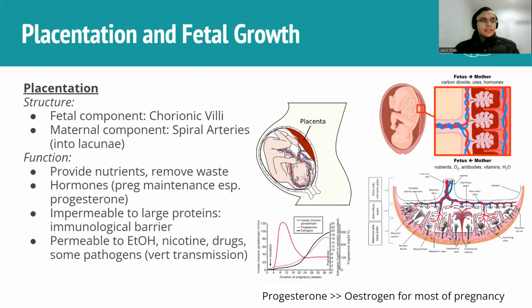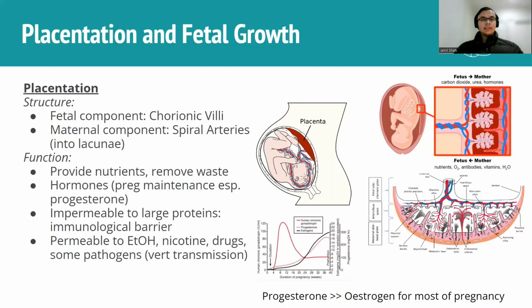The third point there is that this placenta is impermeable to large proteins, which is really important because it serves as an immunological barrier. So it means that large proteins from the fetus won't enter the maternal circulation and then invoke an immune response where the maternal immune system will try and attack the developing fetus. It also means that red blood cells, for example, won't cross over, so that if there's differences in red blood cell proteins, there won't be any immune response to that.